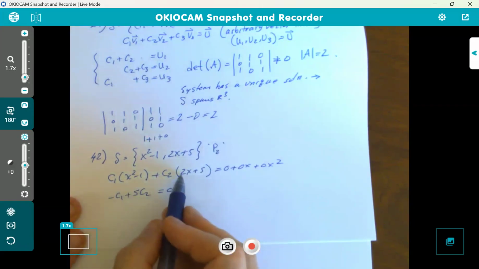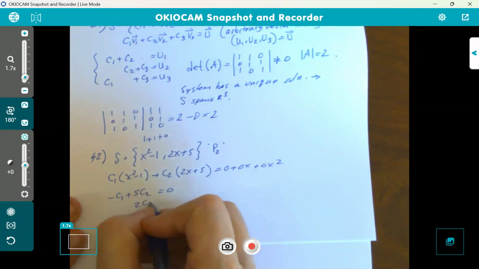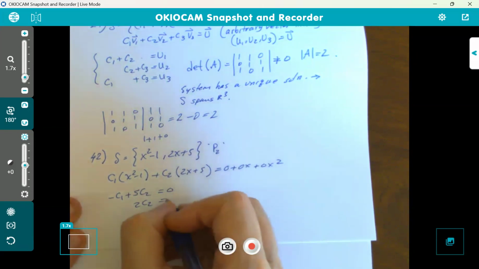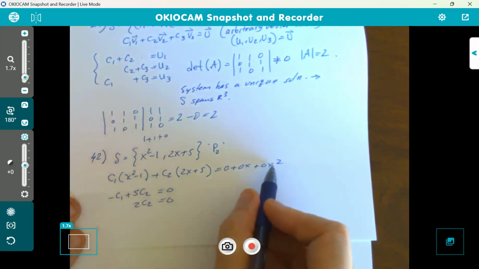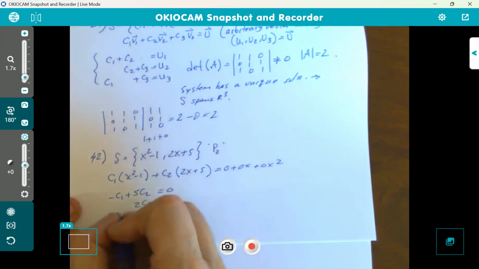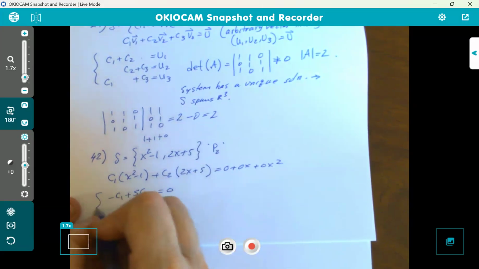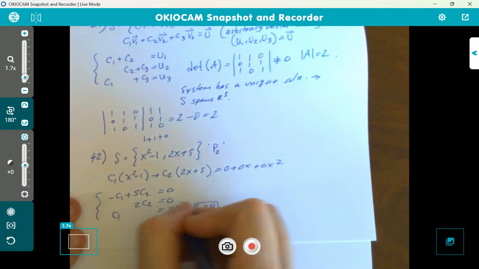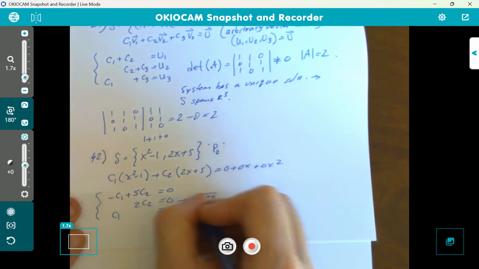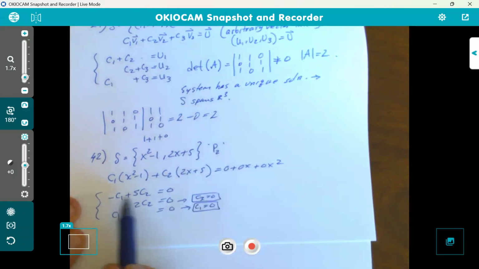The x term is 2C2, and the x term on the other side is 0. And the squared term is C1 x squared, so that means C1 is equal to 0. From this, we get C1 is 0. From this, we get C2 is 0. And up here, of course, 0 plus 0 is 0.